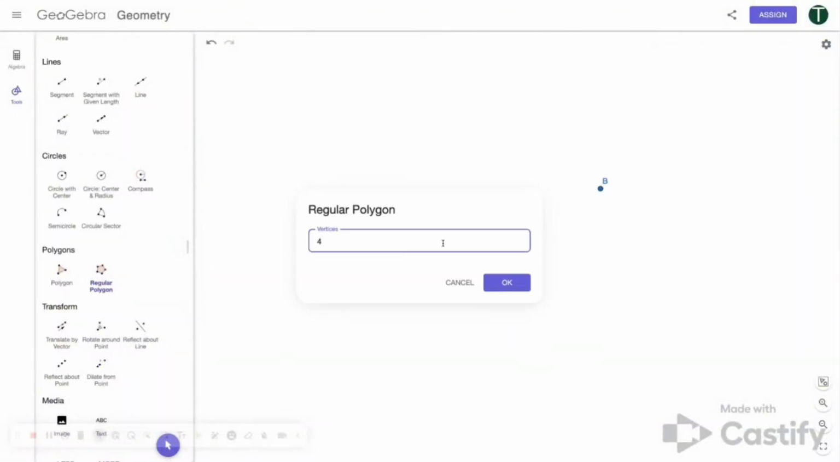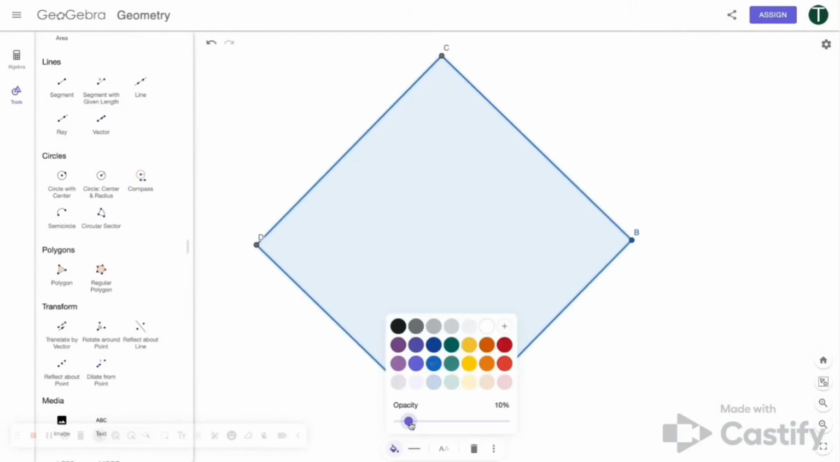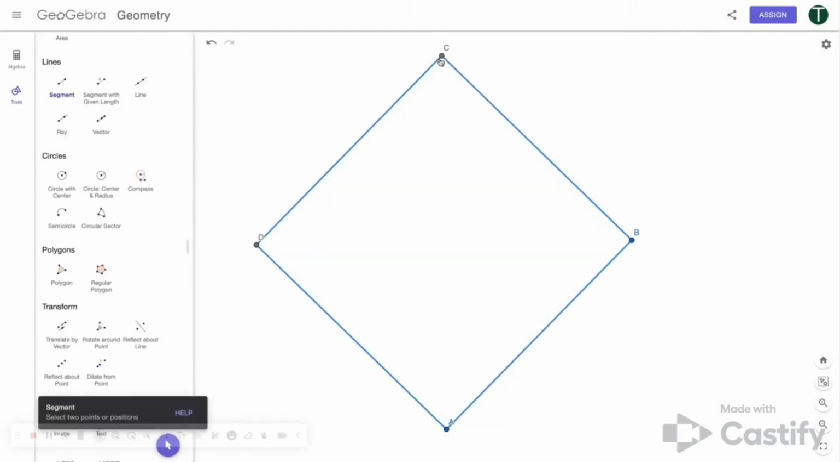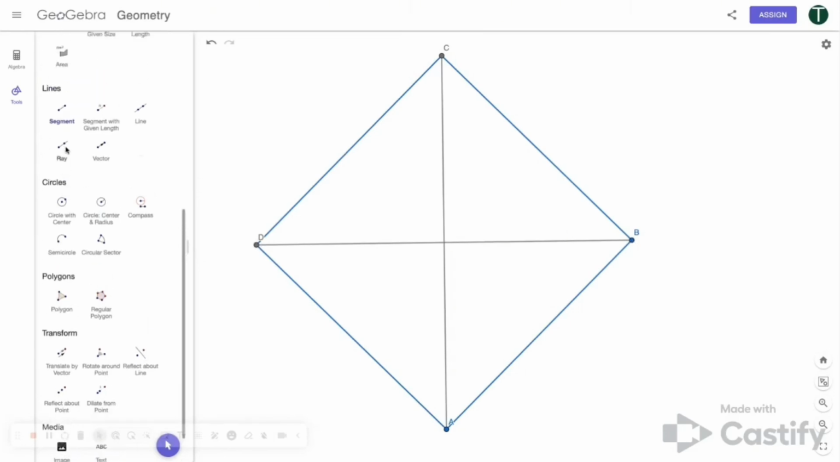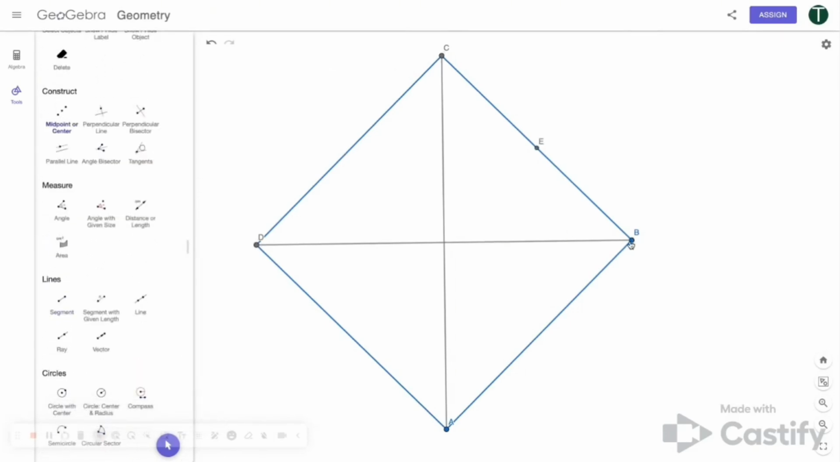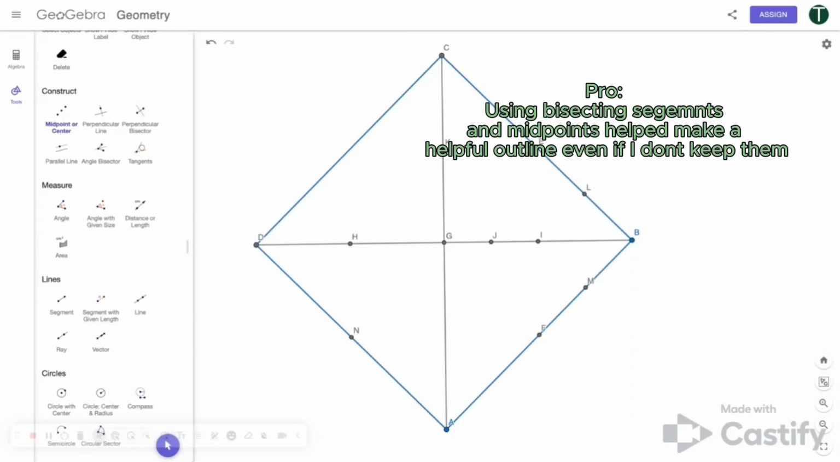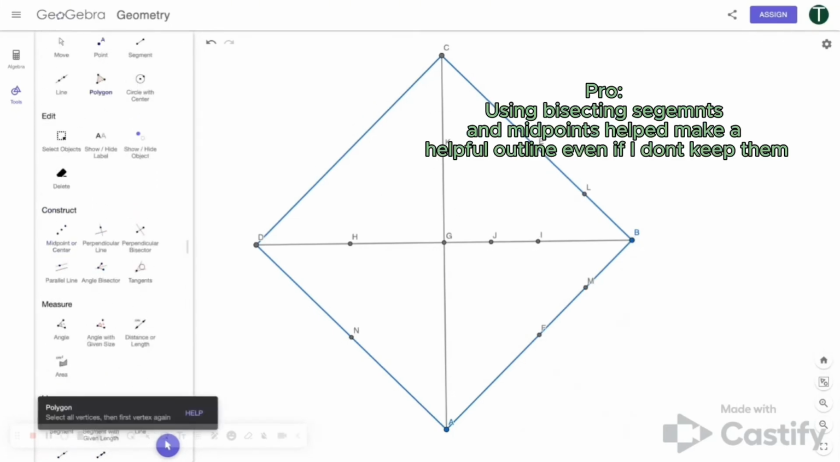I began by using the regular polygon tool to create a large rotated square because it tessellates. I then used the segment tool to divide the square into 4 equal quadrants. Next, I used the midpoint tool to create midpoints on each segment and each of those smaller segments. This gave me a clear structure and outline to work with.